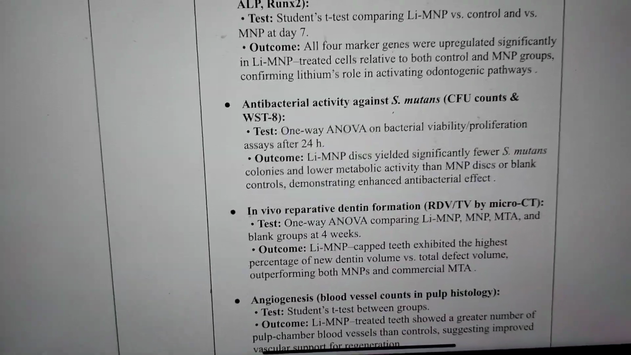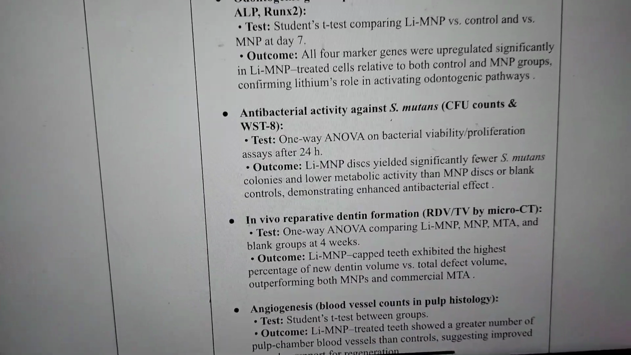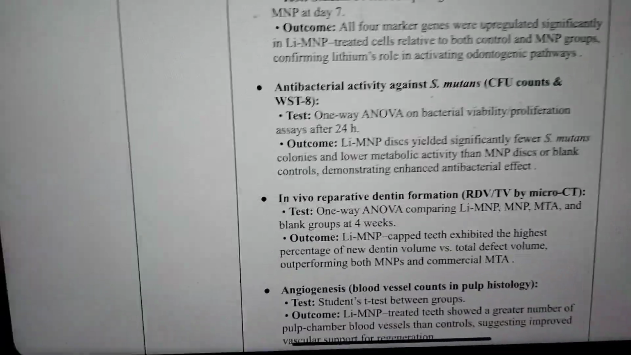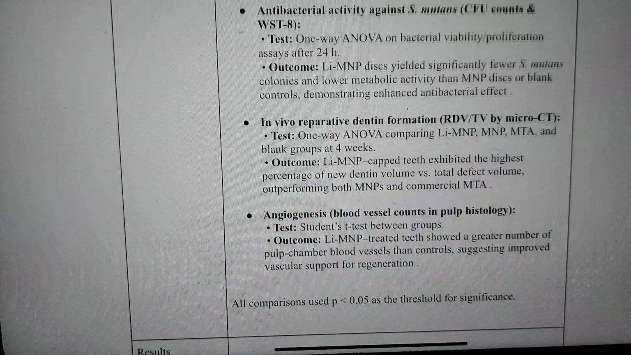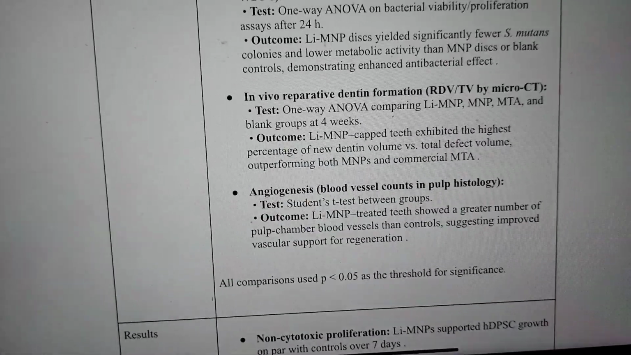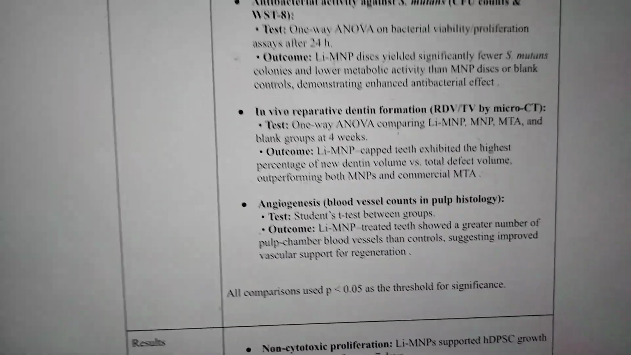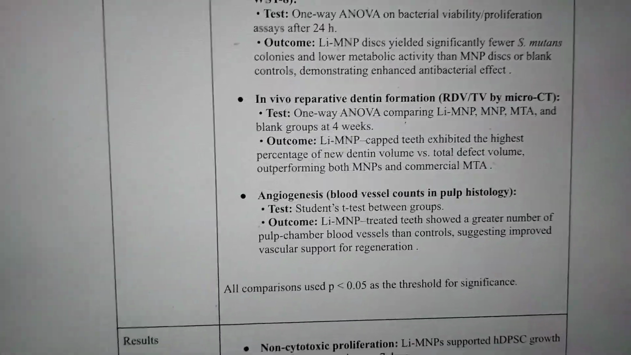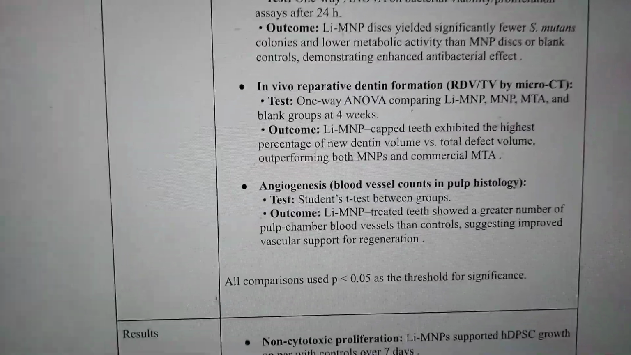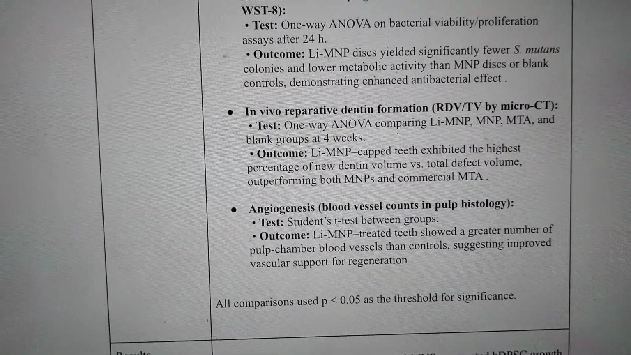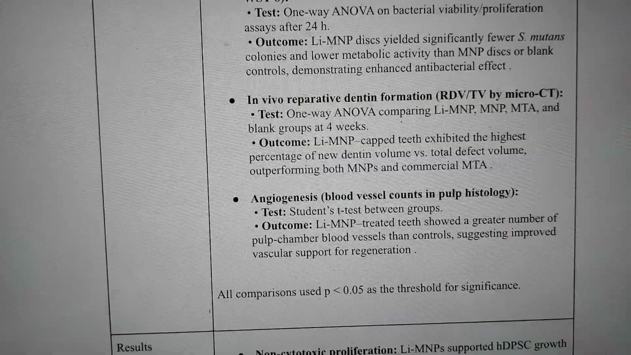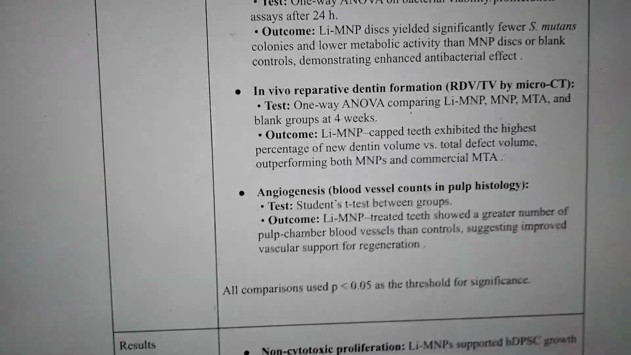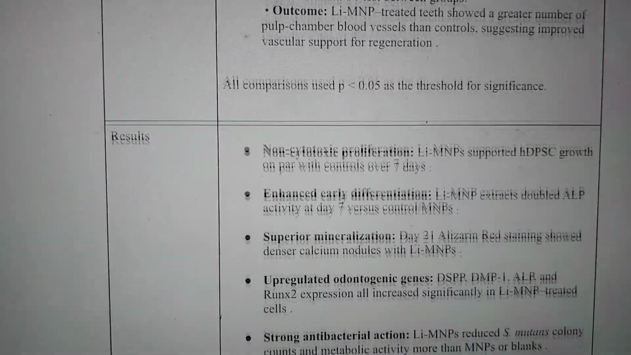antibacterial effect. In vivo reparative dentine formation, RDV/TV, by micro-CT used one-way ANOVA. The LI-NMP capped teeth exhibited the highest percentage of new dentine volume versus total defect volume, outperforming both NMPs and the commercial MTA. Angiogenesis was analyzed via student t-test between groups. LI-NMP treated teeth showed a greater number of pulp chamber blood vessels than controls, suggesting improved vascular support for regeneration.